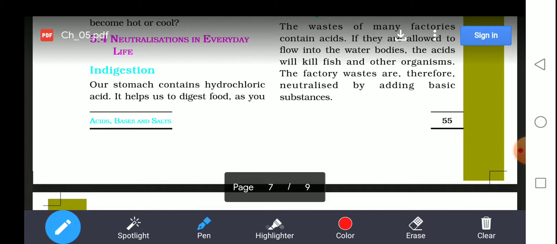They release hydrochloric acid in a certain quantity. If there is an excess release of this acid, our stomach is filled with acid, so we feel acidic and feel stomach ache. Our stomach contains hydrochloric acid, which helps us to digest food. Already we have discussed this in the second chapter.